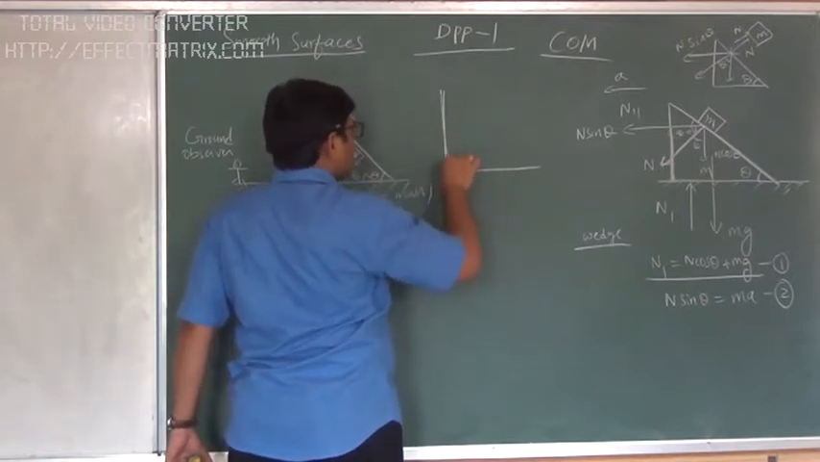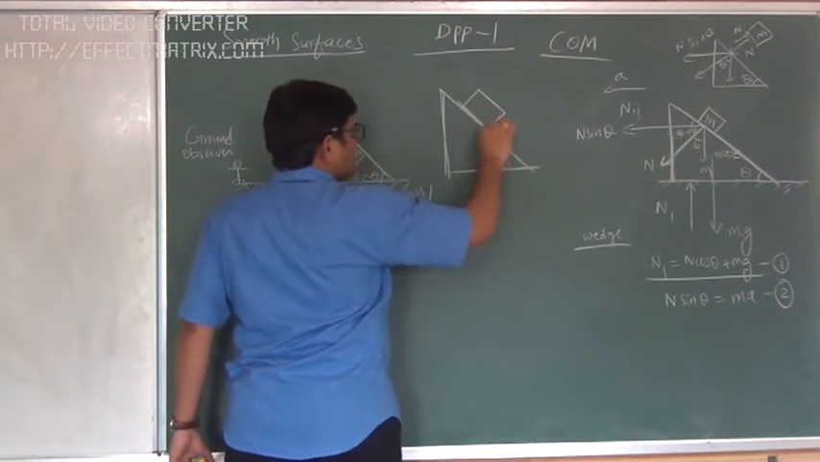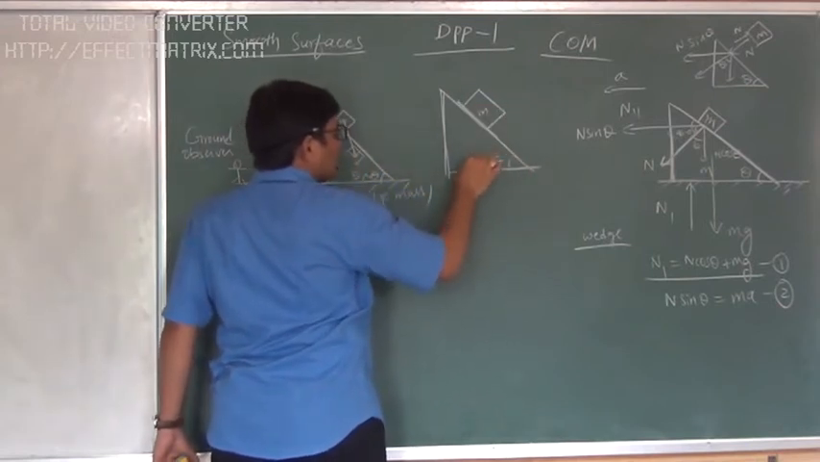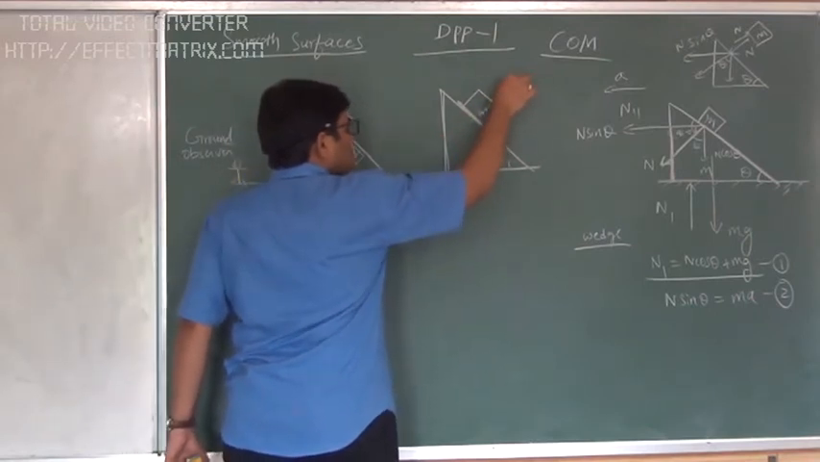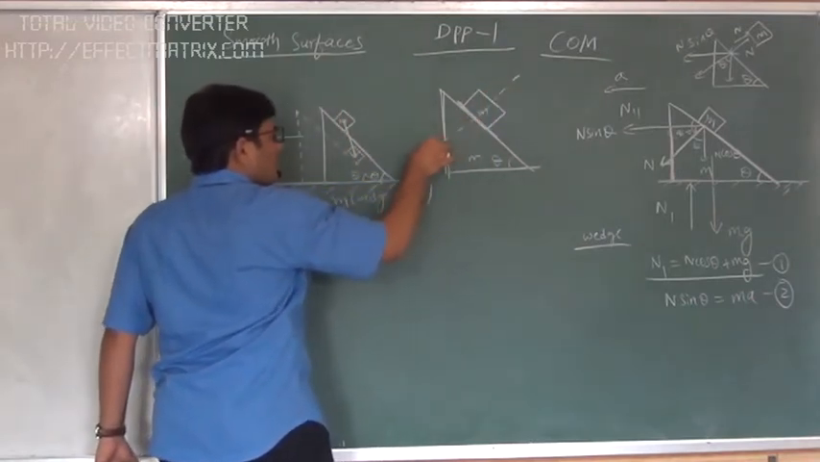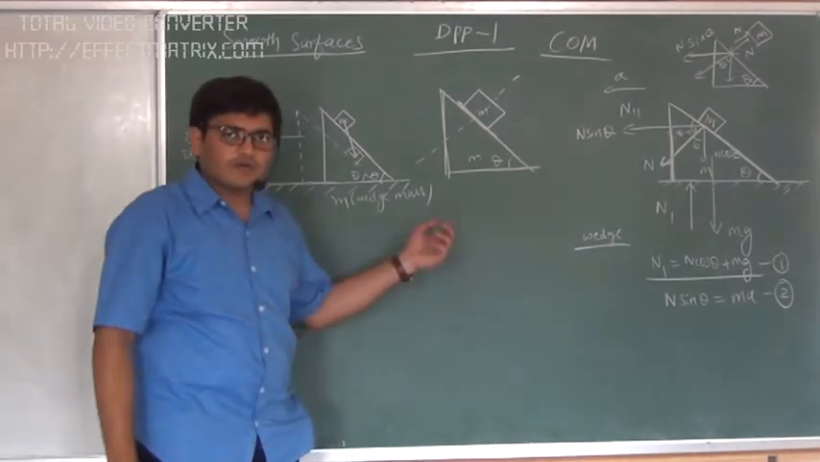This is the wedge. This is theta. This is the contact surface. Draw a perpendicular to the contact surface. Okay, the wedge constraint, which we already learned.